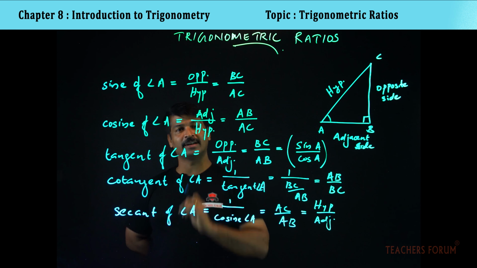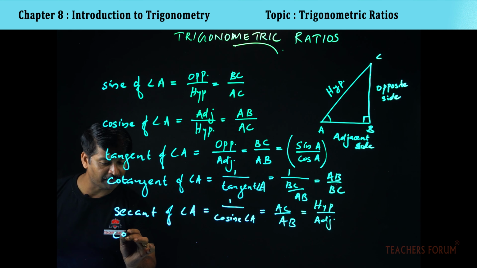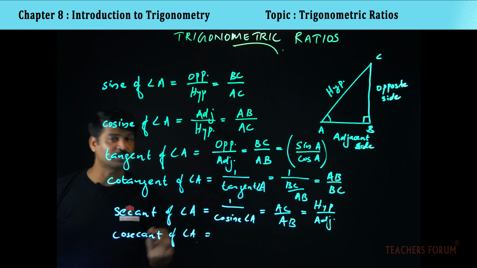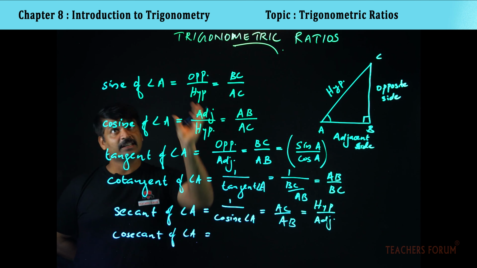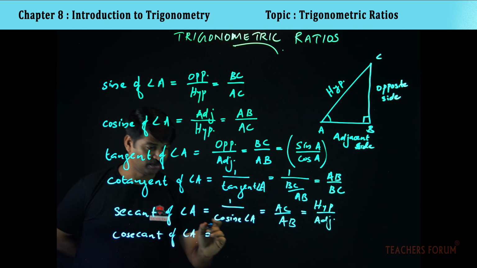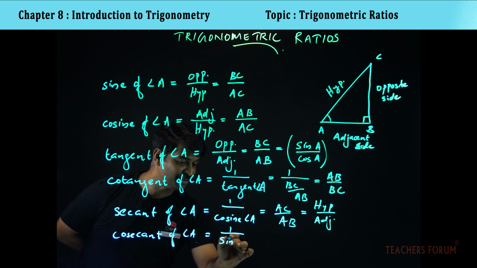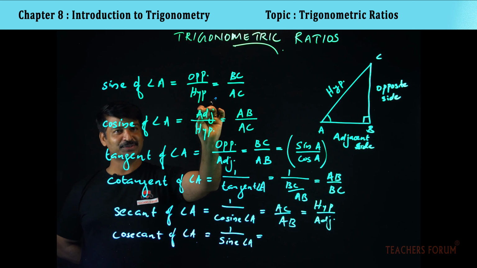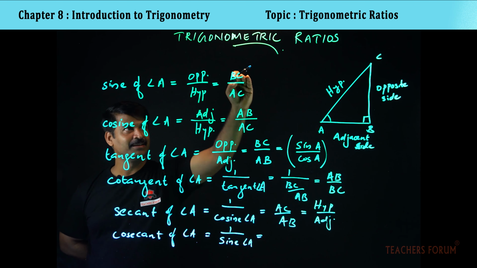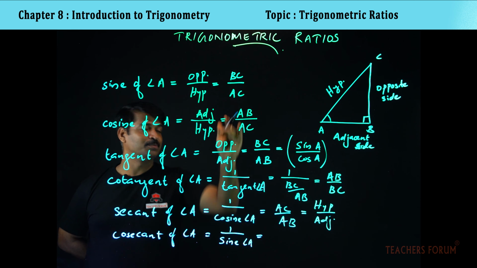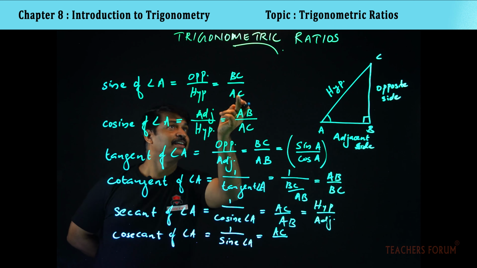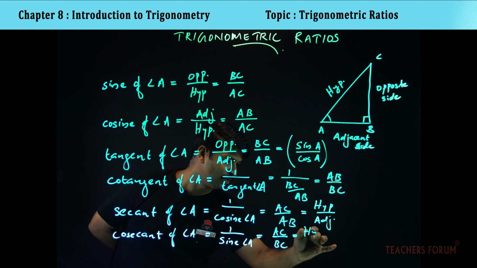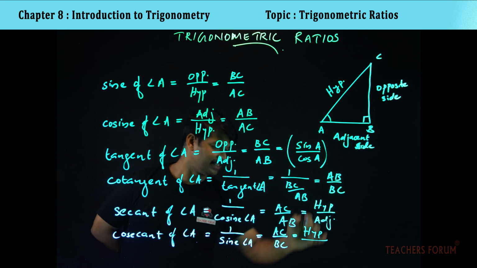Now there is one more trigonometric ratio, that is cosecant of angle A. What is cosecant of angle A? It is defined as the reciprocal of sine of angle A. What is sine of angle A? Opposite side by hypotenuse. That is BC by AC in this figure. So what will be the reciprocal? BC by AC becomes AC by BC. What is AC? AC is the hypotenuse. And what is BC? BC is the opposite side.